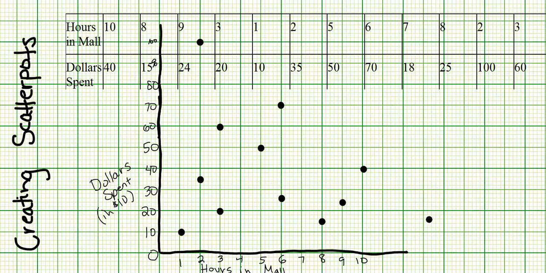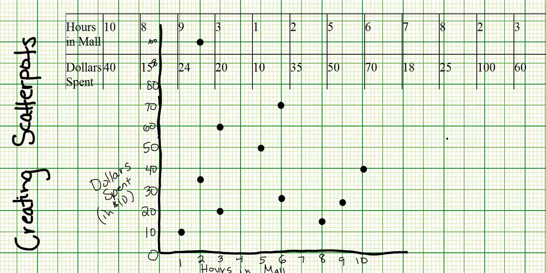Granted, it does seem to make sense that if you spent more time in the mall, you probably will spend more money. Although you can see there's a person who spent 2 hours in the mall and spent more money than anybody else did the entire time. When the data set doesn't really seem to follow a set pattern, then it's said that there is no correlation. So we might say that this data set has no correlation.